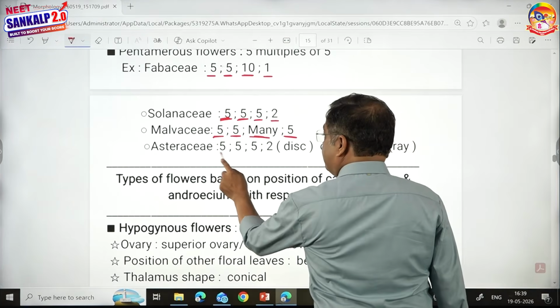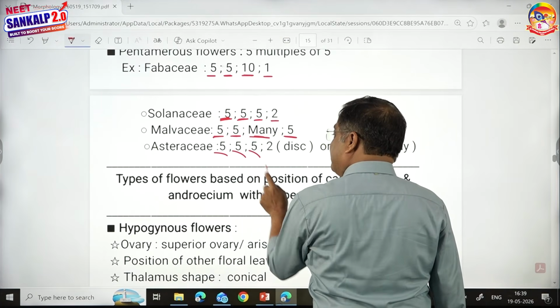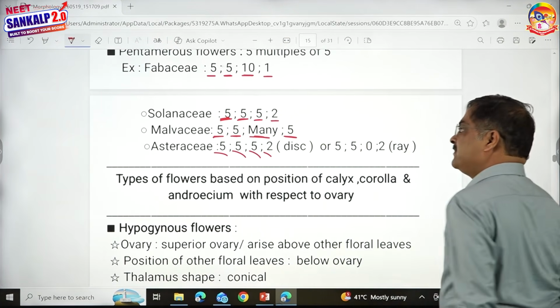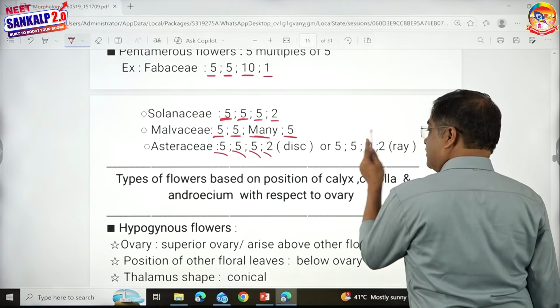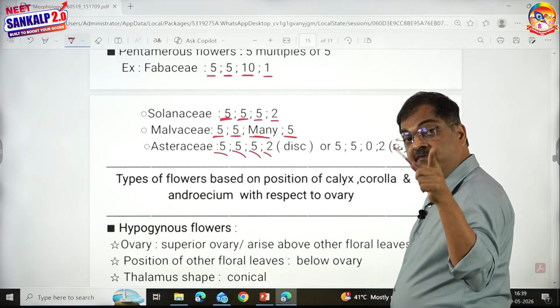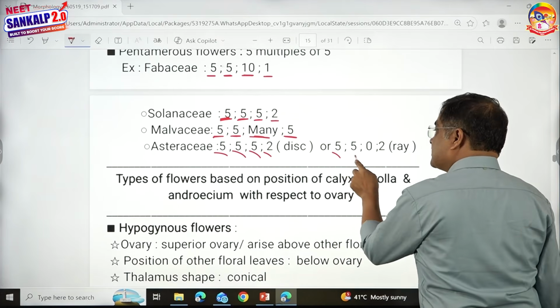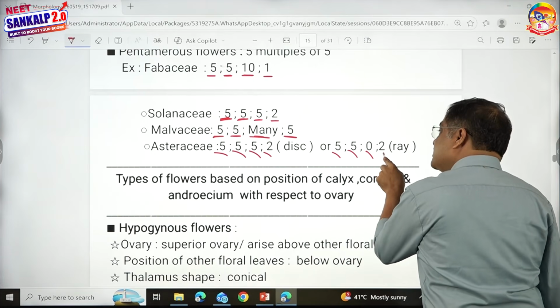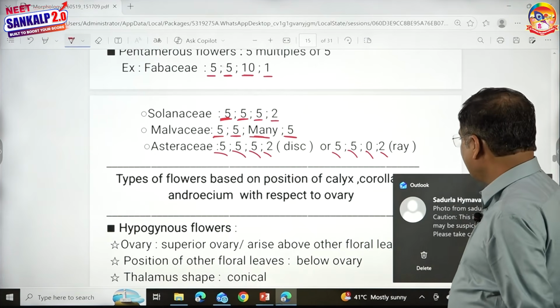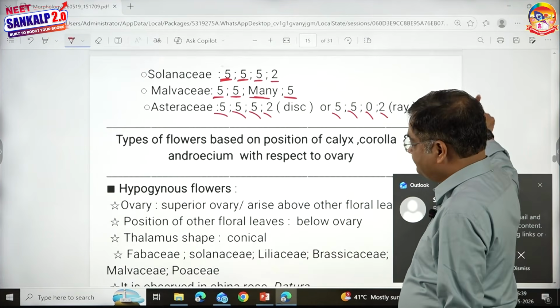Asteraceae, disc flowers: 5 sepals, 5 petals, 5 stamens and 2 carpels. Pentamerous. Ray flowers, you know ray flowers are unisexual, female. So 5 sepals, 5 petals, 0 stamens and 2 carpels. All right, that is again very important.